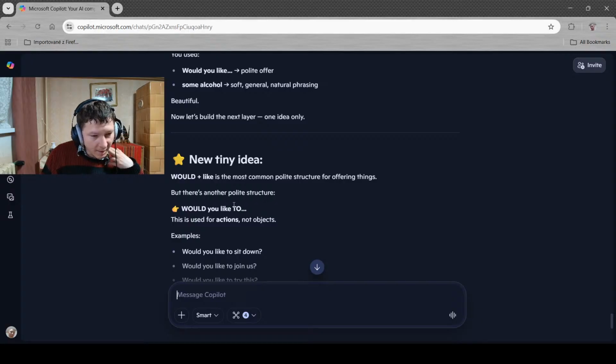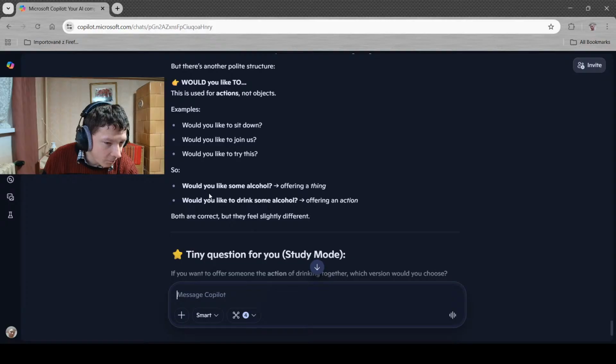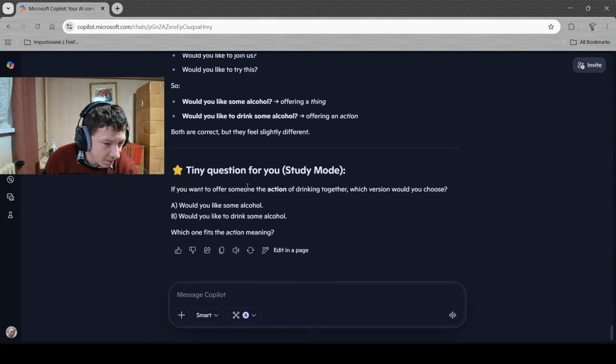New tiny idea. Would plus like is the most common polite structure for offering things. But there's another polite structure. Would you like to? This is used for actions, not objects. Examples. Would you like to sit down? Would you like to join us? Would you like to try this? So, would you like some alcohol, offering a thing. Would you like to drink some alcohol, offering an action. Both are correct, but they feel slightly different. Tiny question for you. If you want to offer someone the action of drinking together, which version would you choose?